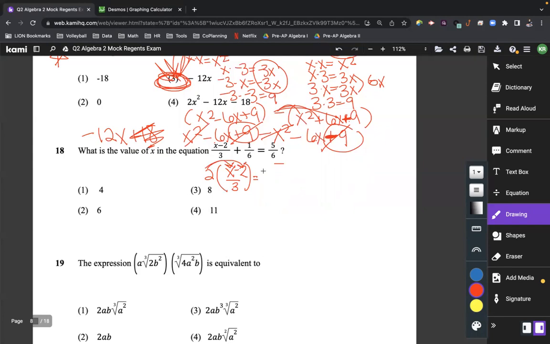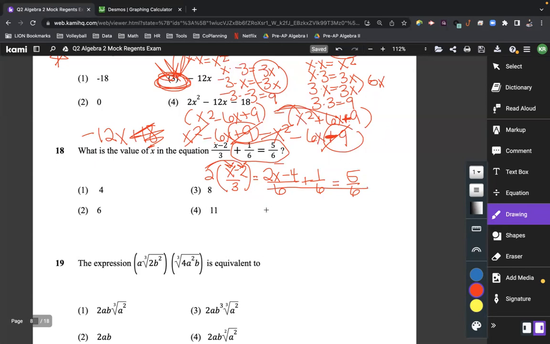So 2 times x is 2x. 2 times -2 is -4. So I'm going to get that over 6, okay? Now I'm going to bring the rest of this down. Plus 1 over 6 equals 5 over 6. These knock out right away. When the denominators are the same, you can just cancel them all out.